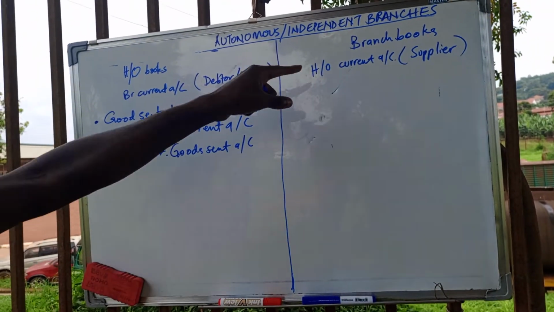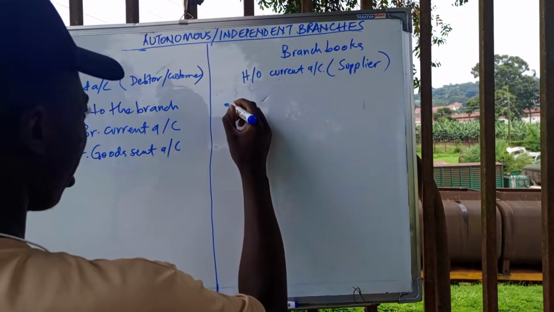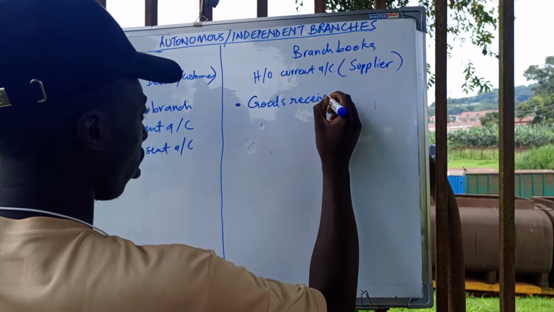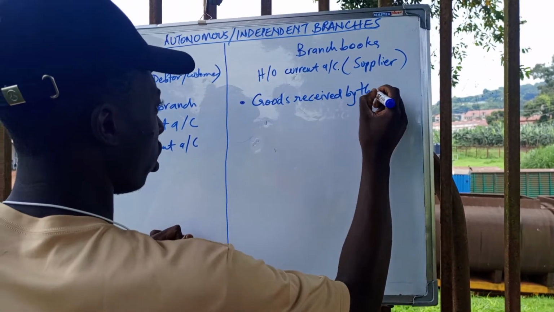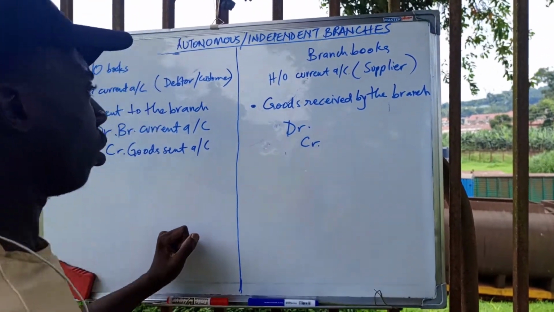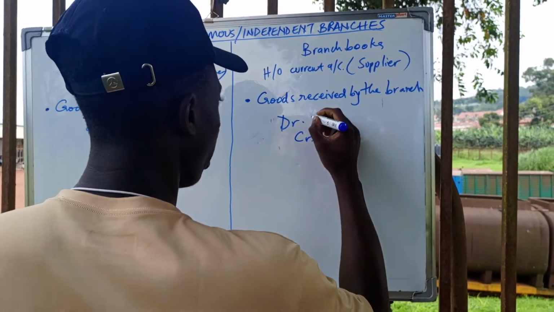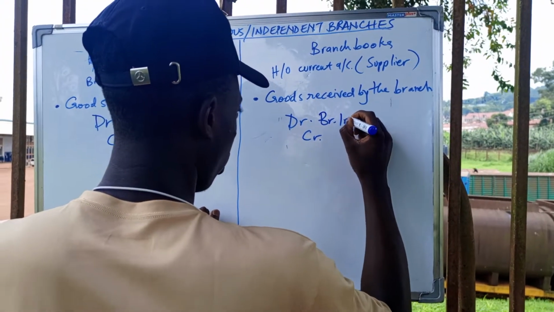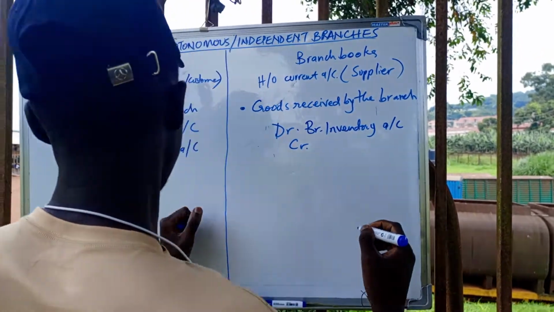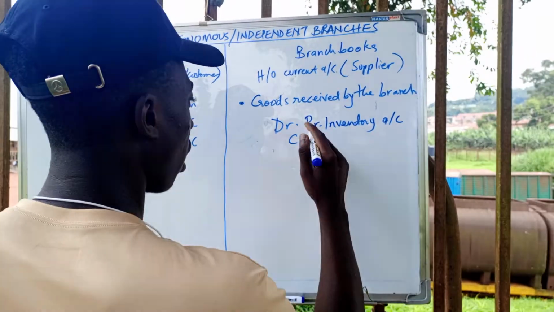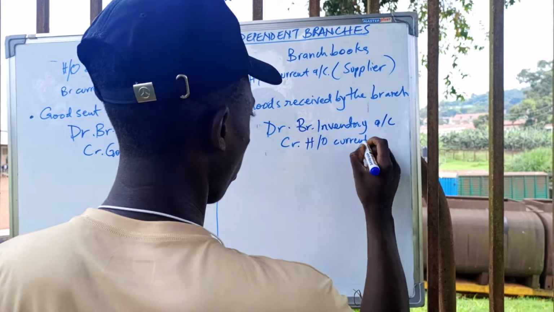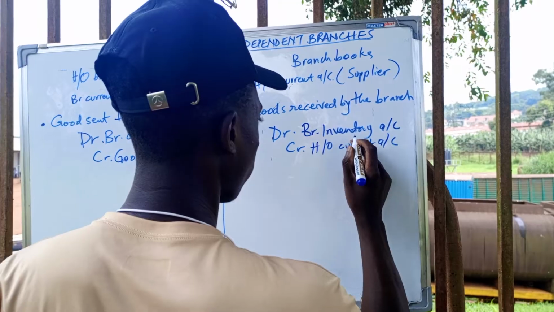So when I send, the branch has to perform a lot of receiving. You will be encountering transactions like goods received by the branch. When the branch receives goods, it's supposed to also be passing a double entry. When they receive goods, of course they are going to be debiting the branch inventory, the inventory they are trying to sell, branch inventory account, because their inventory is increasing since they have gotten goods from the head office. But where are they coming from? It is coming from the head office, the account they maintain, head office current account. So that's the first entry.